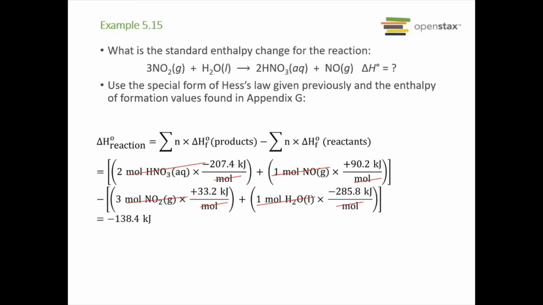So if you go to Appendix G, there are enthalpy of formation values. For the products, HNO3, nitric acid, our first one, has an enthalpy value of negative 207.4 kilojoules per mole. In the stoichiometry it has a 2, so we multiply it times 2 moles. Our other product is NO, and we find its delta H there, and we have 1 mole, so we multiply it times 1, minus our reactants, NO2 and water. When we add that all up, we get negative 138.4 kilojoules.